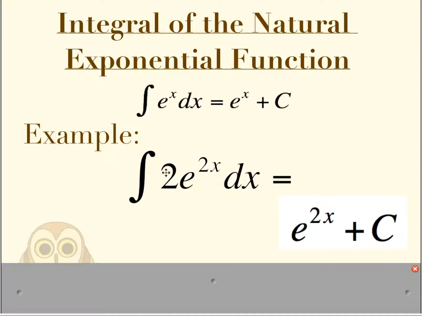Had this been a 10 out front, I would still do 10 divided by that derivative, so that would be 10 divided by 2, and so I'd have a 5e to the 2x. And then just remember, a way to check your work would be to find the derivative of that function, and it should be whatever follows that integral symbol.